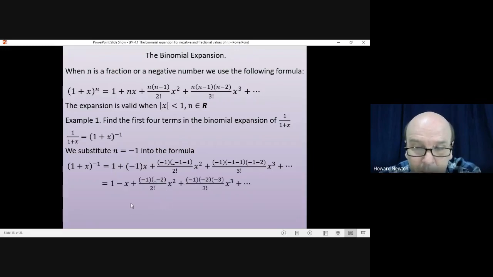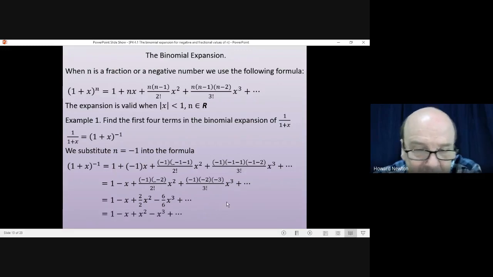Tidying those up will give us that, and multiplying out all these brackets on the top will give us that, and finally simplifying those fractions will give us 1 minus x plus x squared minus x cubed, and so on and so on. And those are the first 4 terms.